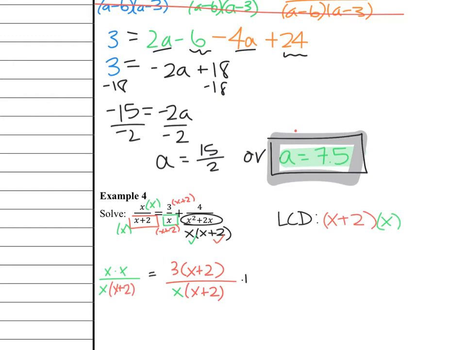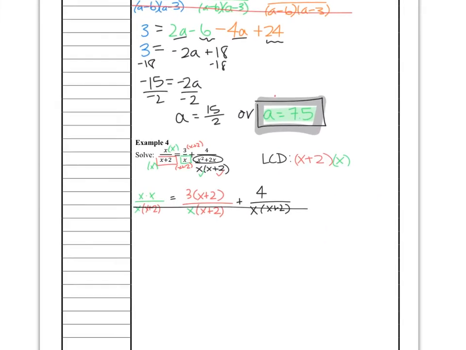And then we have plus 4. This denominator already had both parts, so we don't need to change it at all. We just want to keep it in its factored form so we can see that, oh, hey, all the denominators are the same, so they get crossed off. And then from here, we're solving.